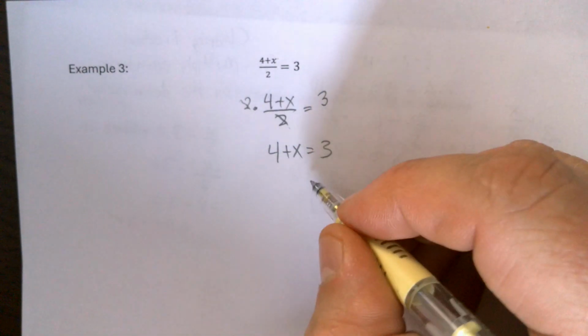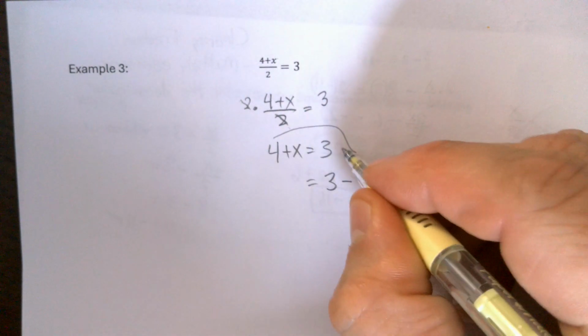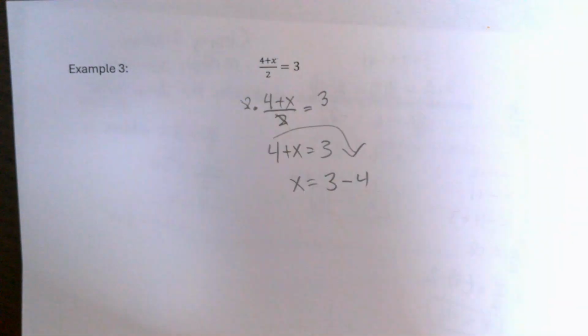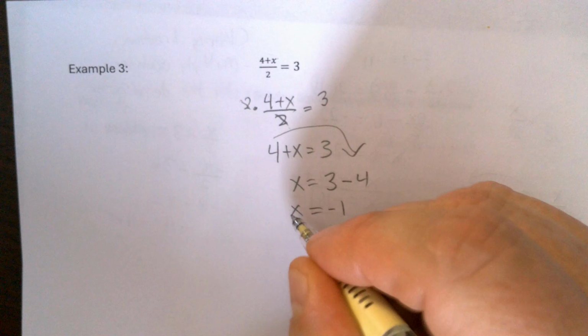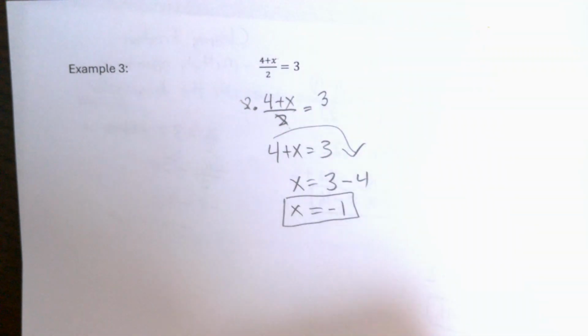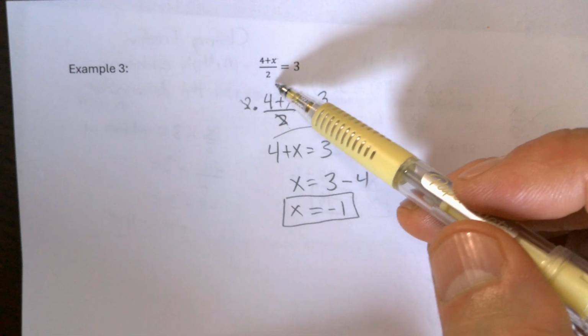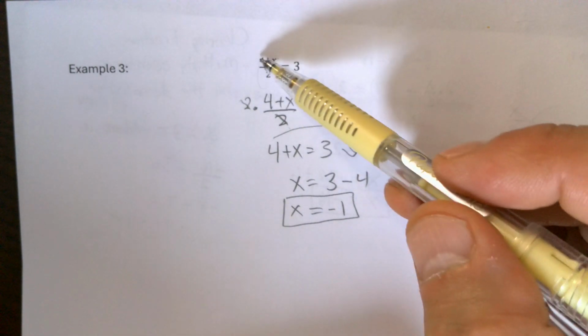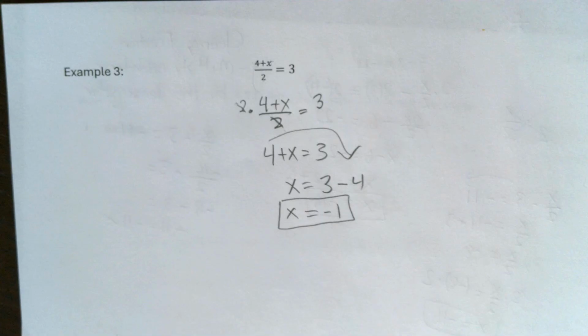We're going to take the 4 and flip it. So this will be 3 minus 4. Still have x on this side. This is a war. Negatives win by 1. X equals negative 1 is your answer. And you can confirm that by plugging that back in if you use your calculator. You just remember, you just need to put the 4 plus negative x in the numerator and the 2 on the bottom, and you will get 3.